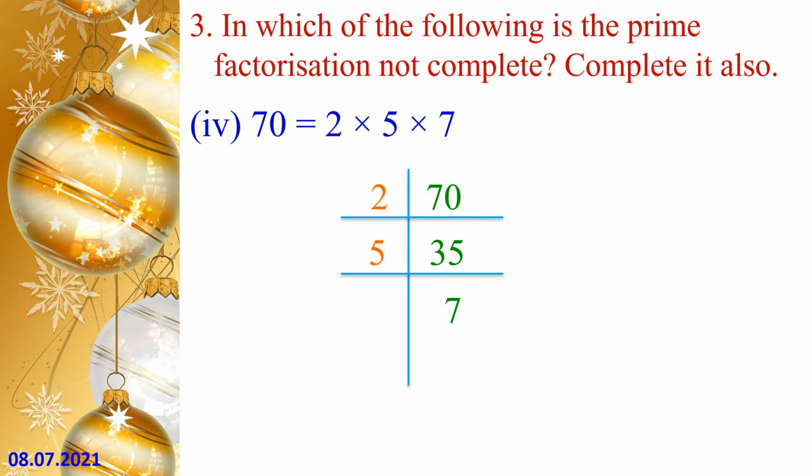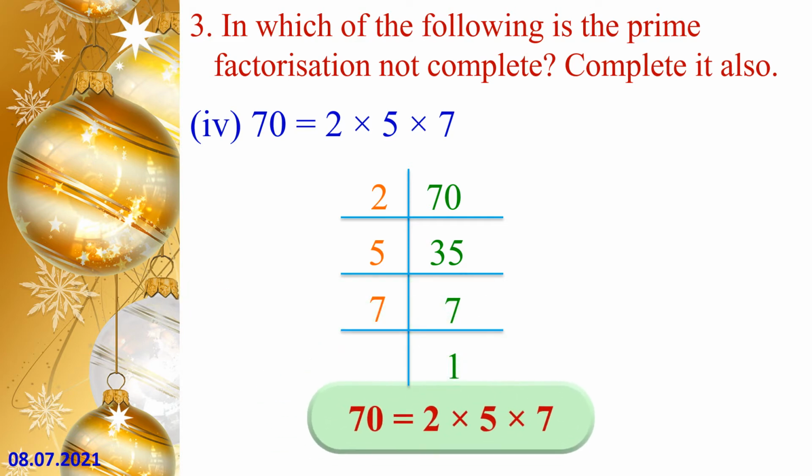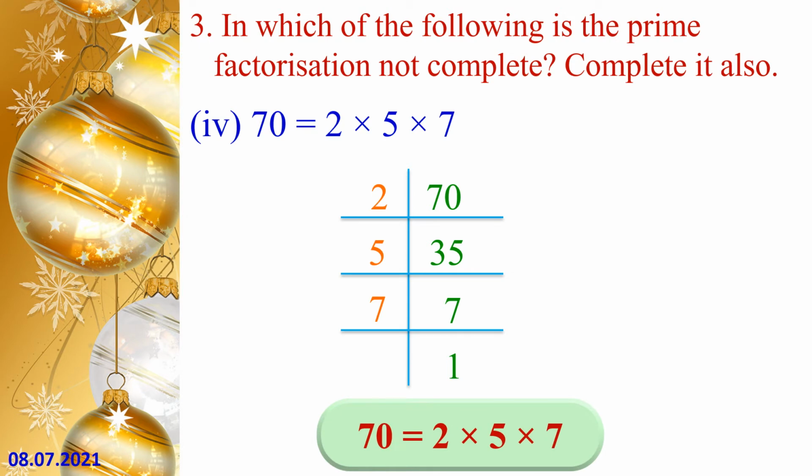Now 7 is the dividend, the divisor is 7. So 7 divided by 7, we get 1. Okay children, now the factors of 70 are, what's that? 2, 5 and 7. So we can write 70 equal to 2 into 5 into 7. Therefore it is completed.